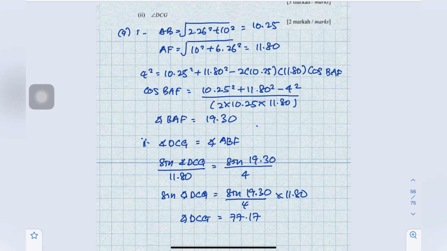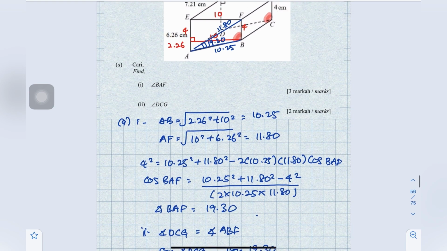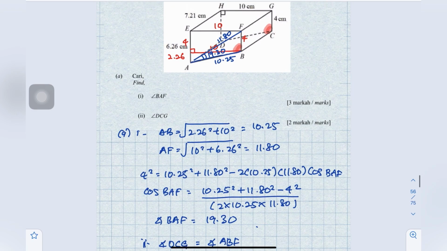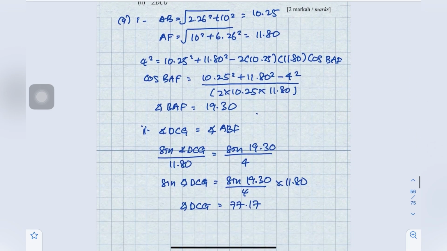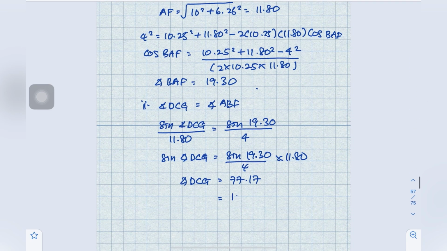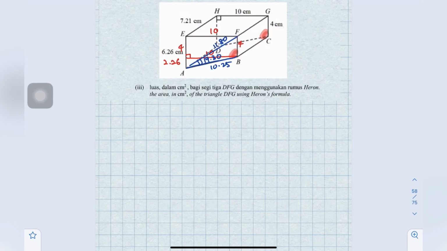Okay, tetapi kalau kita tengok angle DCG or angle ABF is obtuse. Okay, so kan kena minus. So this one equals to 180 minus 77.17, kan dapat 102.83. A Roman 3. Find the area in centimeter squared of the triangle DFG using Heron's formula.